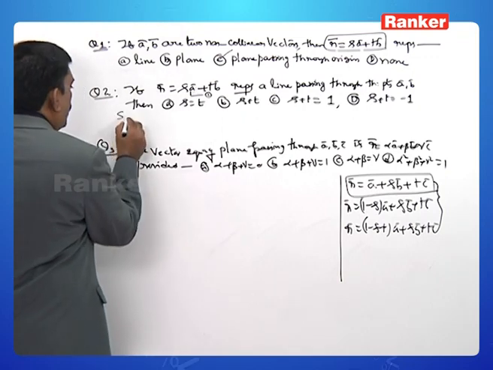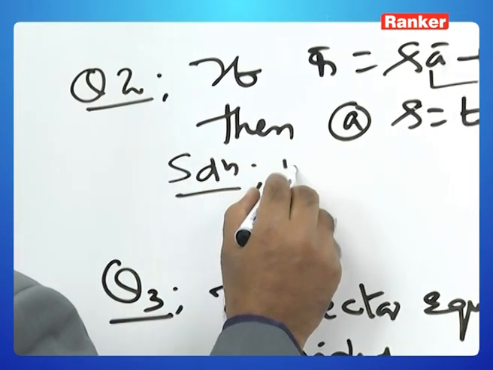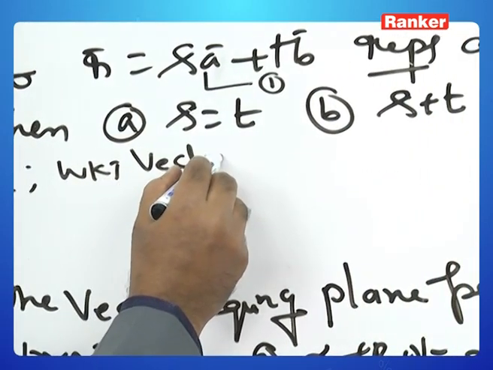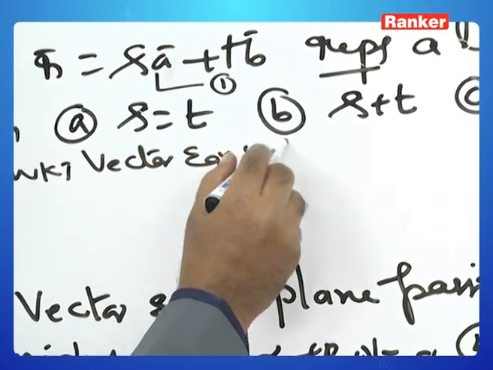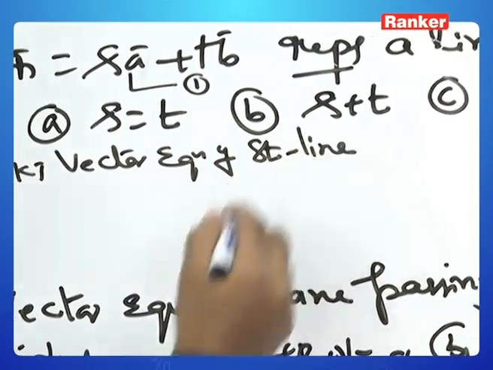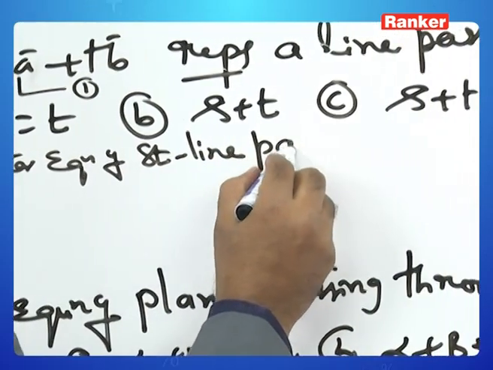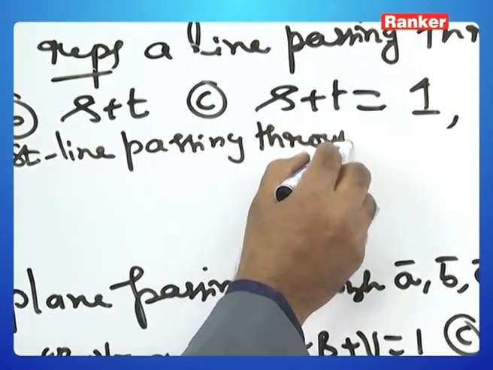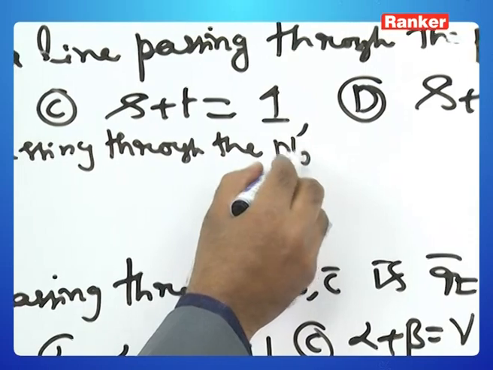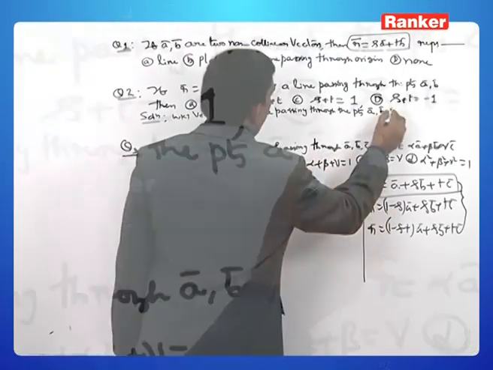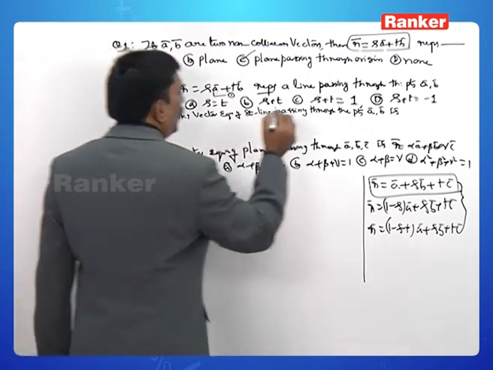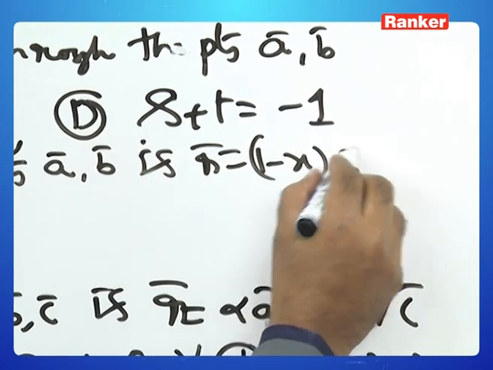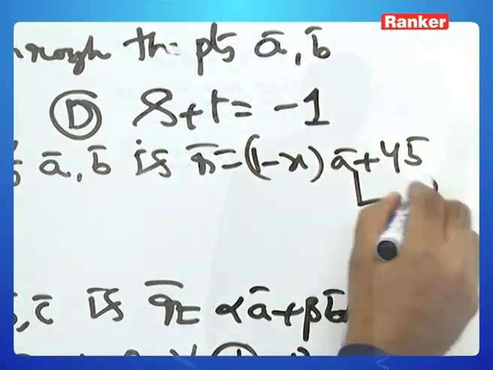Now, for this, I am going to write the solution. We know that, don't repeat the same scalars, we know that the vector equation of a straight line passing through the points A bar, B bar is R bar is equal to (1 minus x) into A bar plus x B bar. You call it as 2.